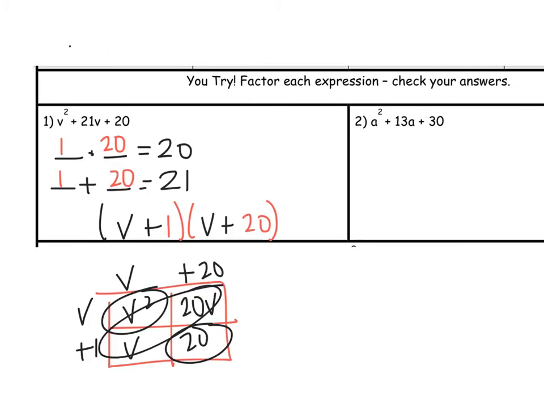Okay, so here's our answer for the first one. We need factor pairs of 20 that add up to 21, and we have 1 and 20. So our factored form for this polynomial is v plus 1 times the quantity v plus 20. And so v squared plus 21v plus 20 is equal to v plus 1 times the quantity v plus 20.